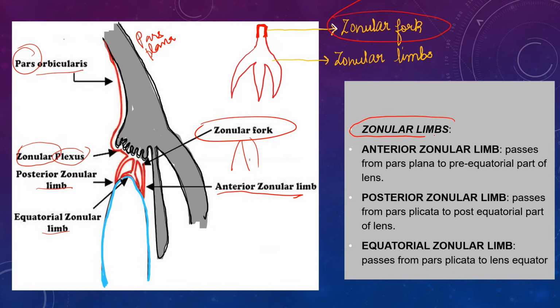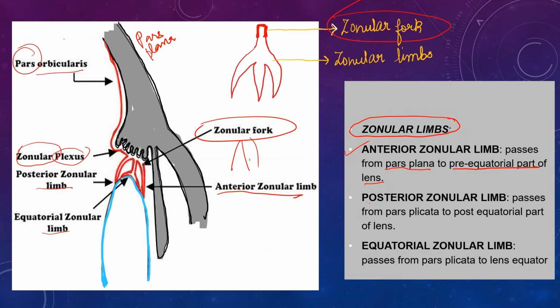The zonular limbs, first we talk about the anterior zonular limb. The anterior zonular limb consists of the zonule fibers which are coming from the pars plana, that is the posterior part, and they are inserting onto the pre-equatorial part of the lens. That means they are going and inserting anterior to the equator of the lens.